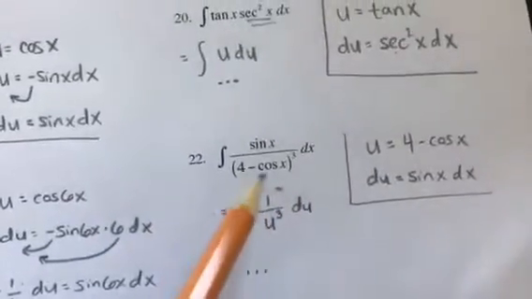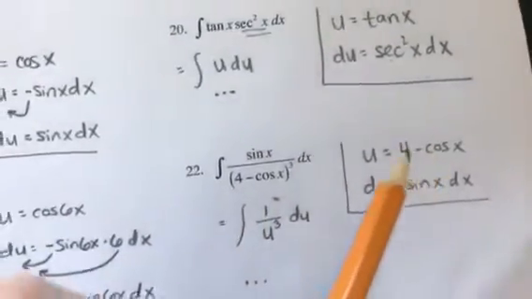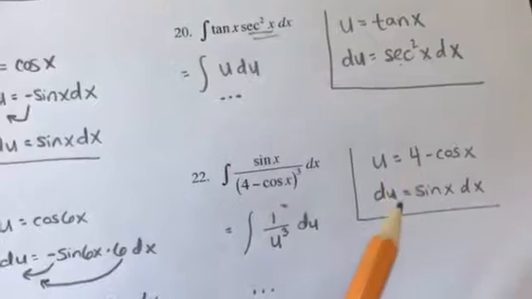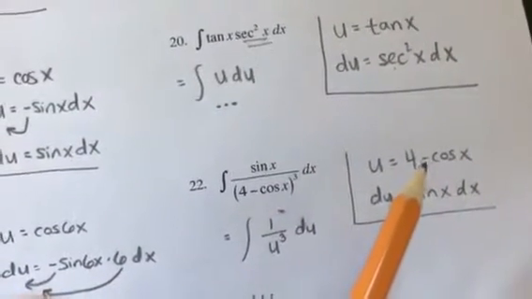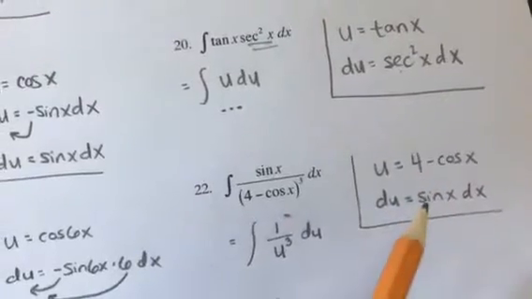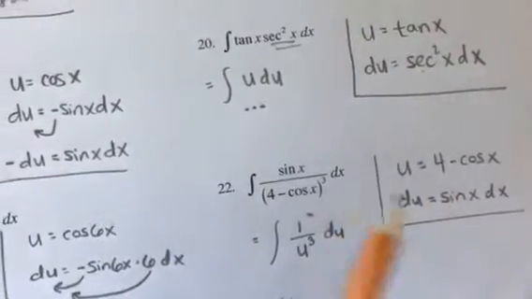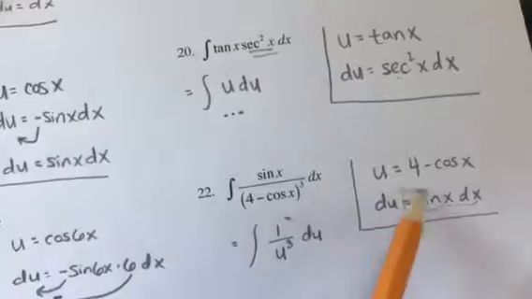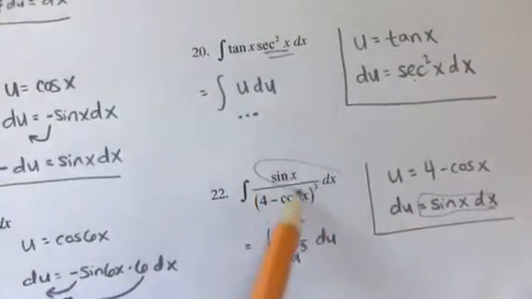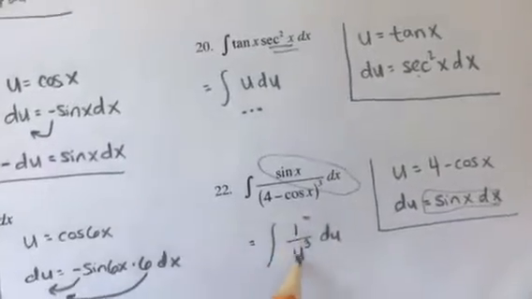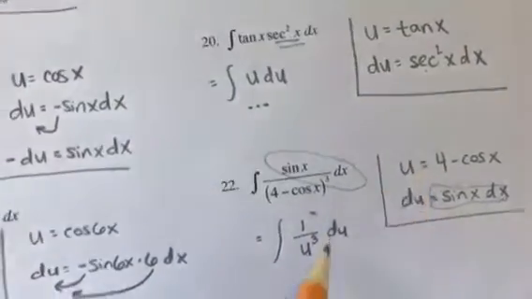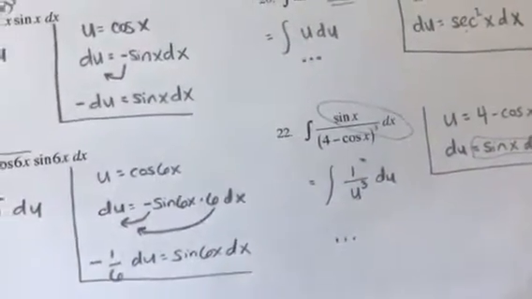And last but not least, my inside is 4 minus cosine of x. Because the 4 is a constant, its derivative is 0. The derivative of cosine is negative sine, and since it's already negative, we have a negative sign, which turns into a positive sign. This sine of x dx is going to replace all of that. So that du comes from there, and then we have 1 over my u cubed, because that was my u. And again, I didn't finish that problem. I'll let you guys finish that one.